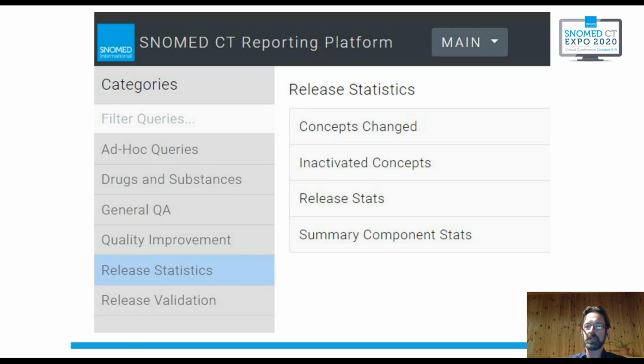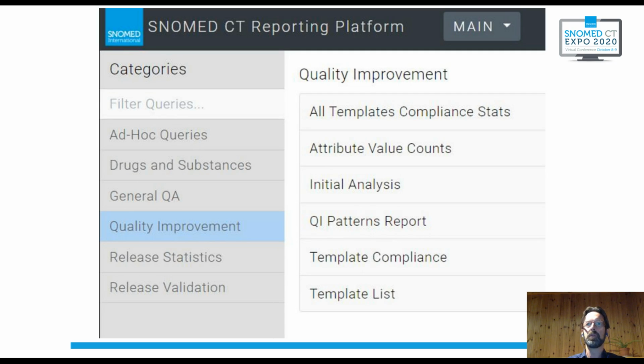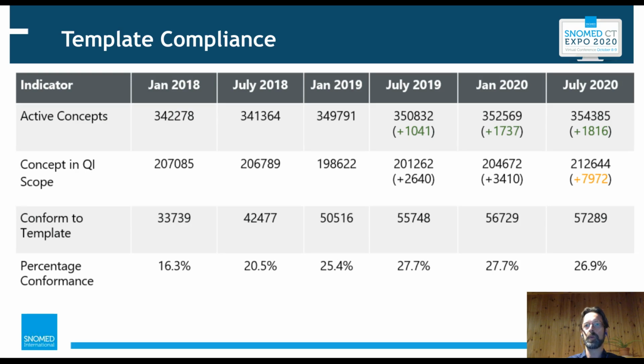But to say, the release stats report here is where I get the KPI numbers for crossovers, intermediate primitives, and our percentage of concepts that are sufficiently defined. The reporting platform is broken down into categories, grouping 5 to 10 reports together. And this last one is the QI section, where we run template compliance.